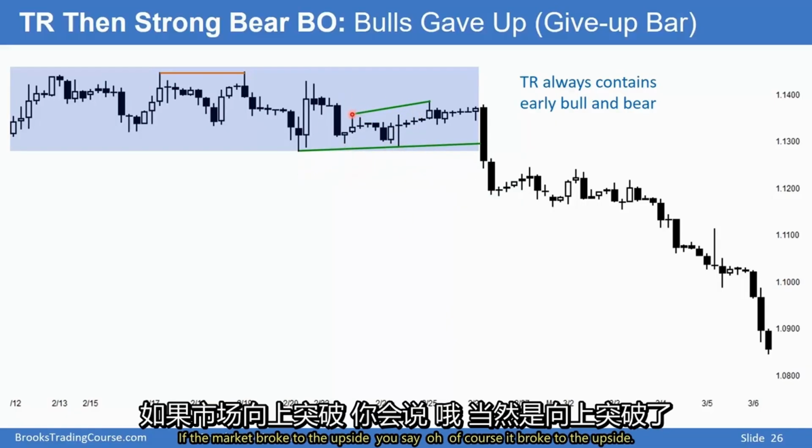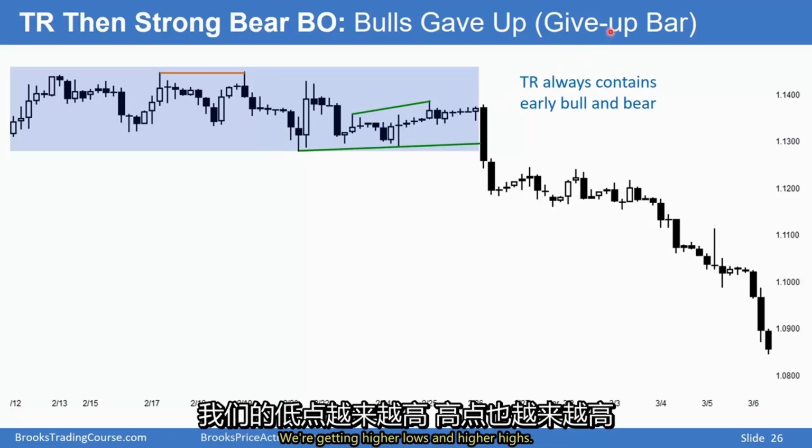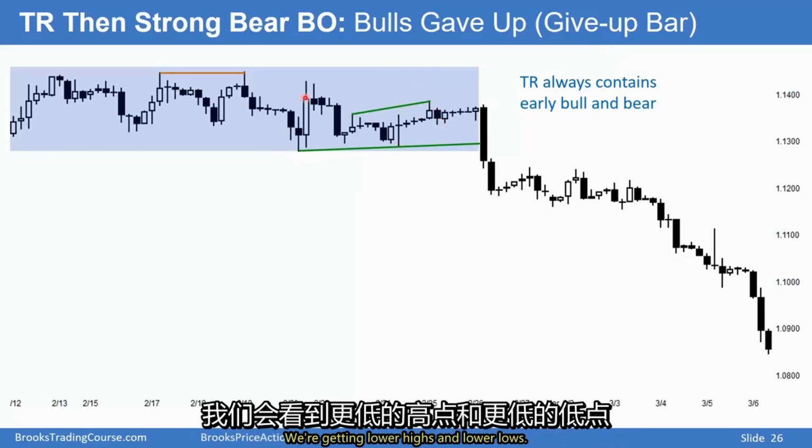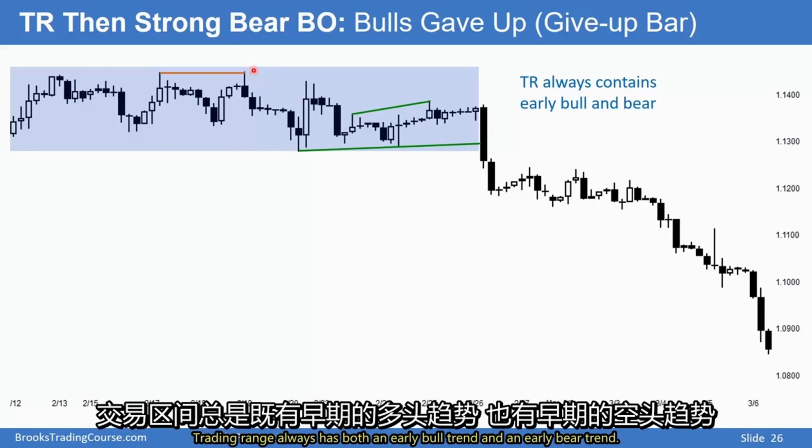Getting higher lows, getting higher highs, early phases of a bull trend. If the market broke to the upside, you say, oh, of course it broke to the upside. We're getting higher lows and higher highs. If it goes to the downside, you'll say, oh, of course it went to the downside. We're getting lower highs and lower lows.